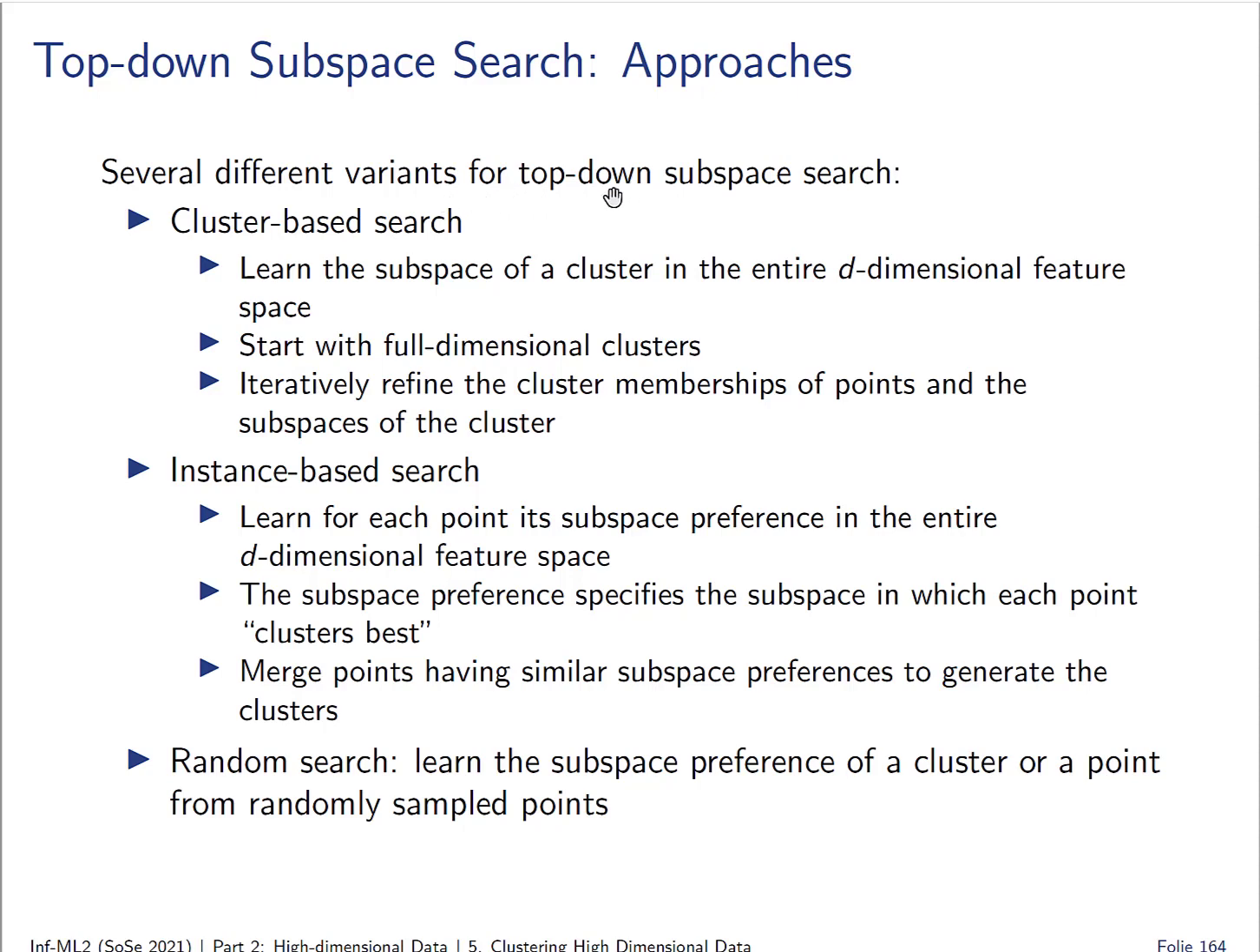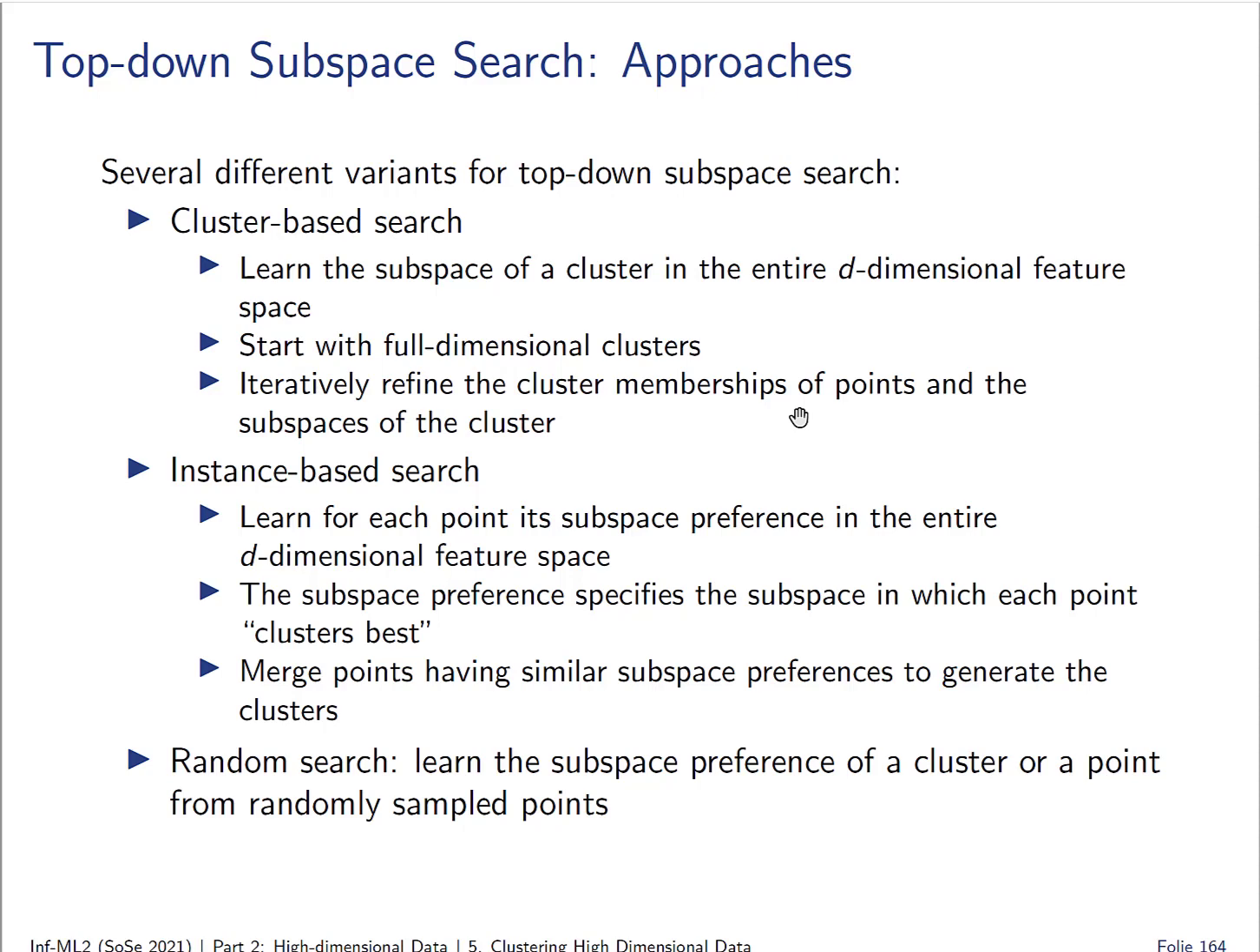For top-down subspace search, not bottom-up as before, we have basically three different variants, different paradigms. The first one is the so-called cluster-based search. We try to learn the subspace of a cluster from the entire d-dimensional feature space. So we start with full-dimensional clusters or cluster candidates, and then try to iteratively refine the cluster memberships of points and also the subspaces of the cluster.